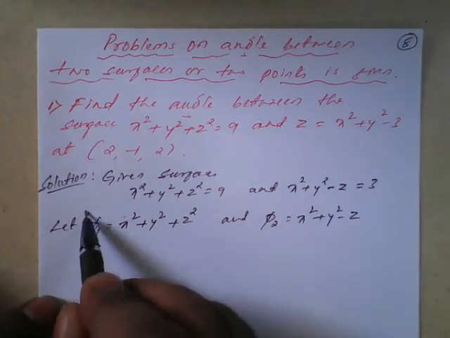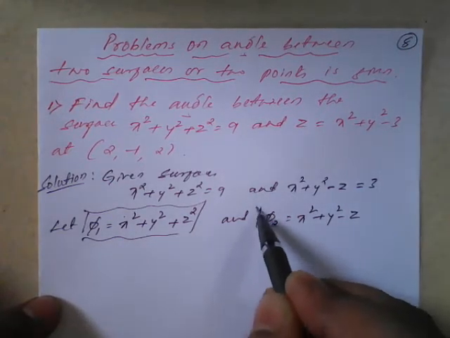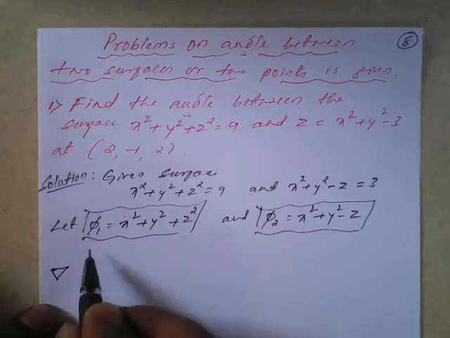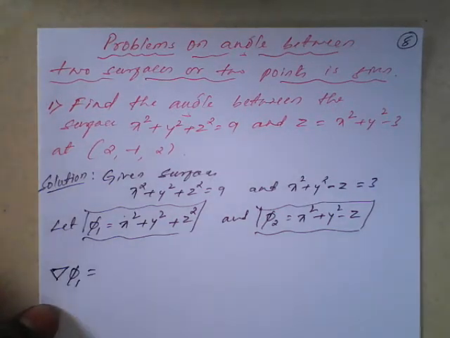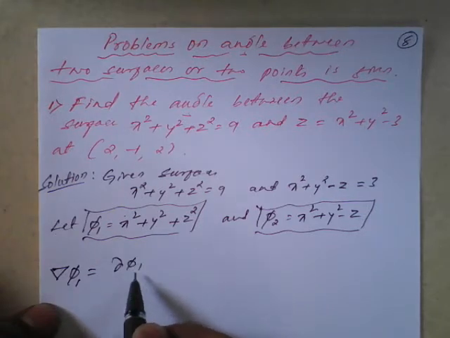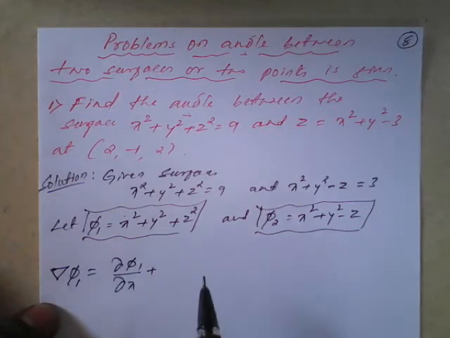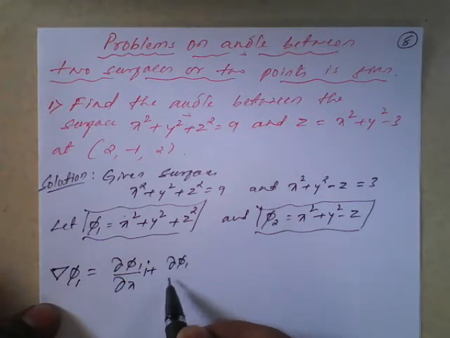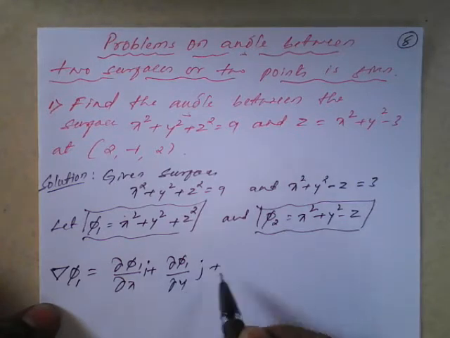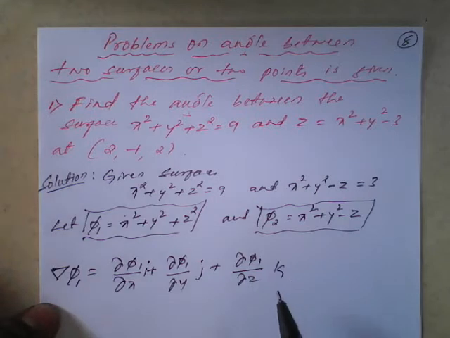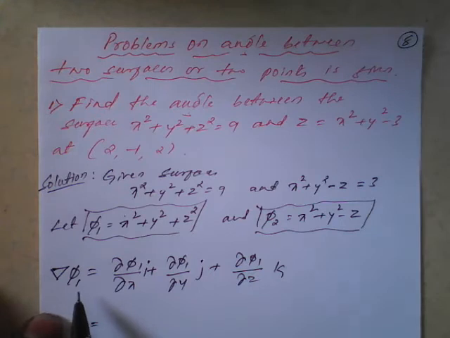So from phi 1 and phi 2, first we'll find del of phi 1. The formula for del of phi 1 is dou phi 1 upon dou x of i plus dou phi 1 upon dou y of j plus dou phi 1 upon dou z of k. So we'll find the result. What is del phi 1?